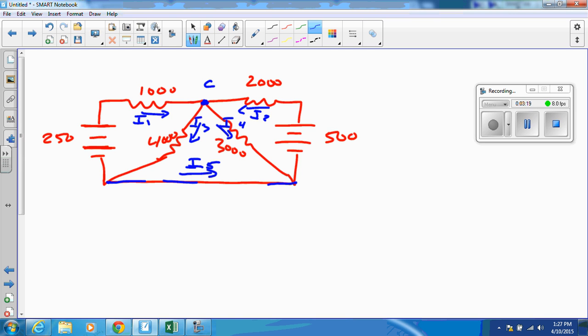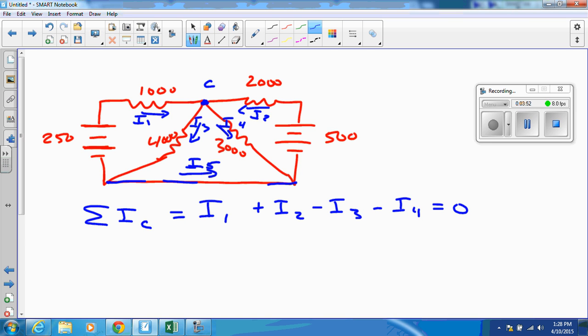Yuck, are we really going to have 5 equations and 5 variables? No, we might. But if we do, I'm going to show you guys a way to get the answer directly from calculators so that we don't have to do elimination with 5 equations and 5 variables. Wouldn't that be nice? Okay. So if I do the sum of currents at point C, then what I have is I1 going in, I3 is coming out, I2 is going in, I4 is coming out, and all of that adds up to 0. Everybody agree?